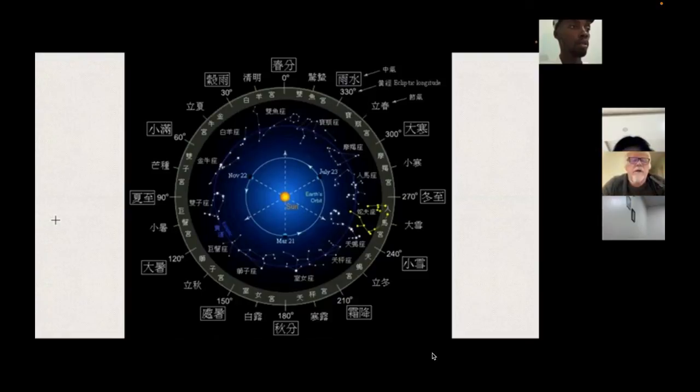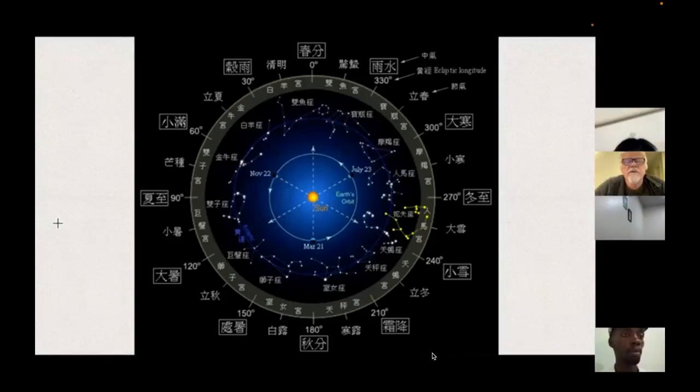They break the year into 24 parts. Each part is about 2 weeks long, about 15 days long. And each part has a name that has to do with the weather, mostly the weather. And Chinese all know about it. So foreigners will learn about it eventually. But what is it?